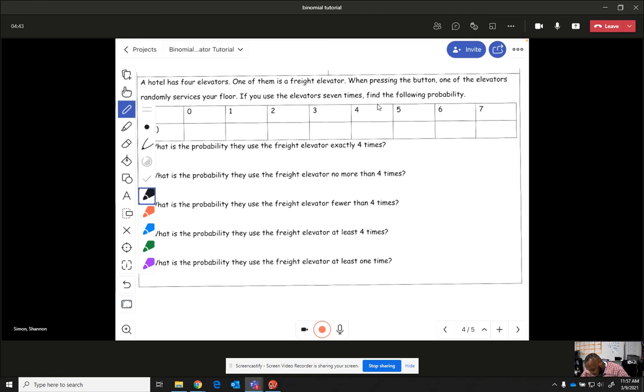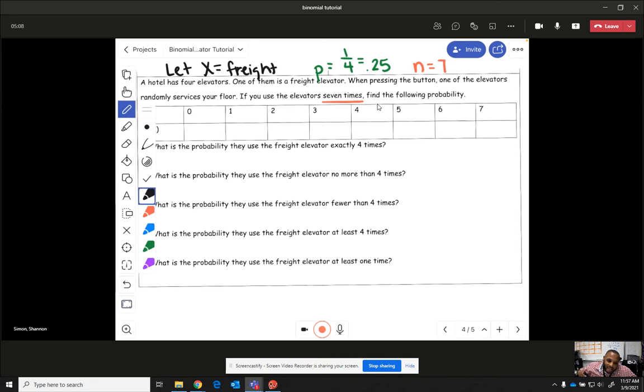And here we're going to let x equal the freight elevator, right? And because x equals the freight elevator, we know the probability of using that freight elevator. Well, there's 4 elevators, only one of them is the freight, so that's equal to 0.25. And it told us that our fixed number here, we're going to use that elevator 7 times, so our fixed number is n equals 7. So we've identified that it is a binomial situation.